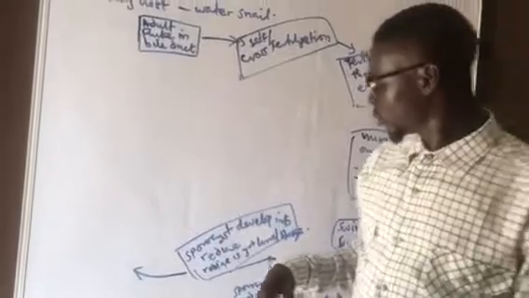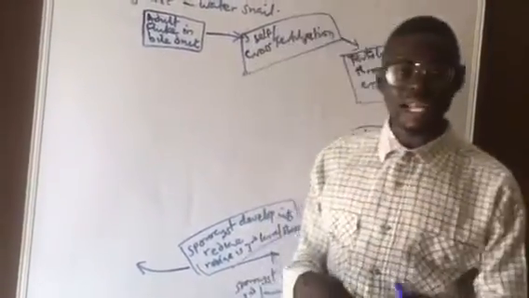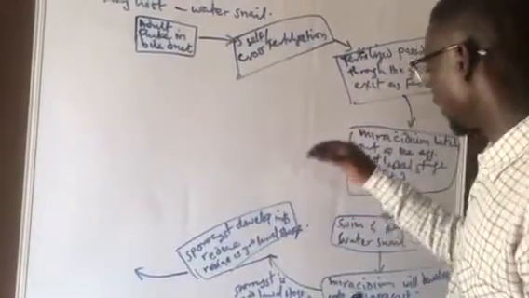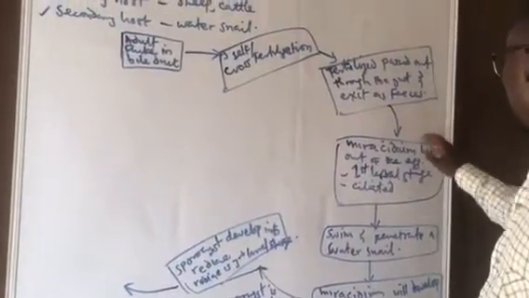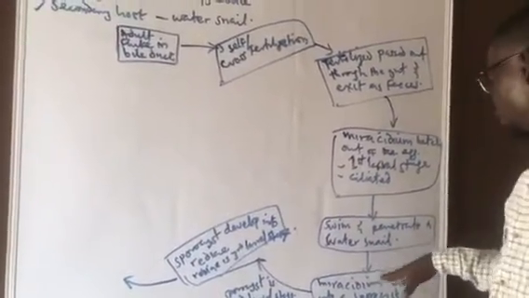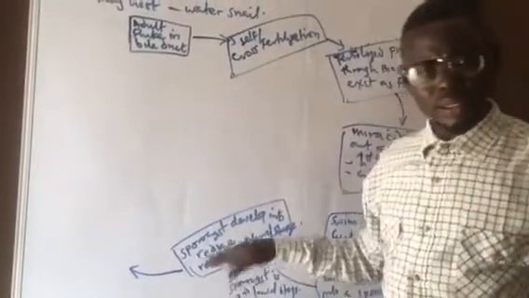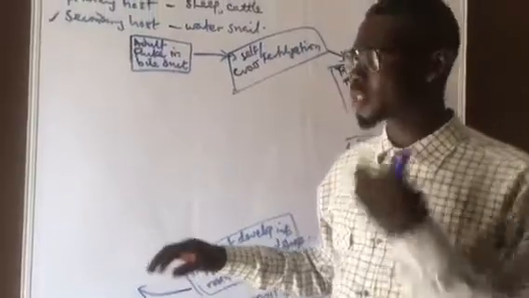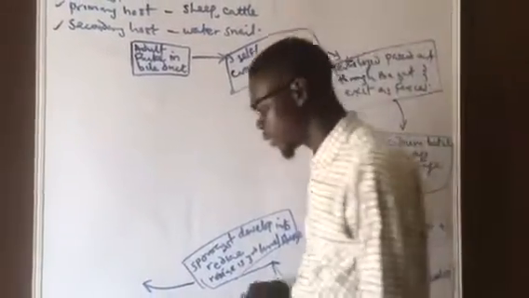Then this radia will migrate into the intestine, the digestive system of the secondary host. We are still inside the digestive system of the host, which is the water snail. From the miracidium, it developed into the sporocyst. From the sporocyst, it developed into the radia, still inside the digestive system. So it moved to the intestine, the digestive tract of the snail, where the radia will develop into the cercaria.